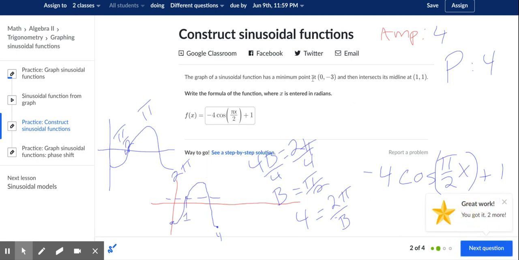That is how you construct a general sinusoidal function. Hopefully that helps. Let me know if you have any questions, and I will see you in the next video.